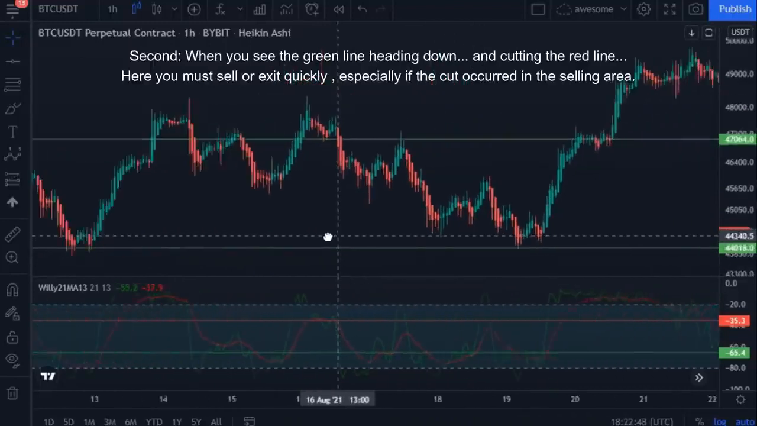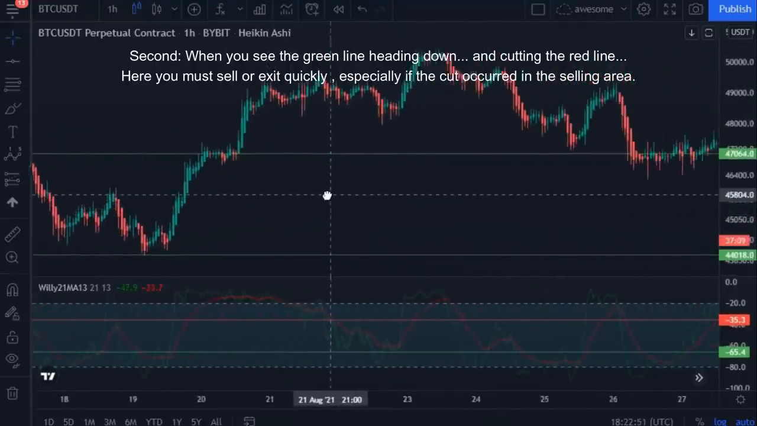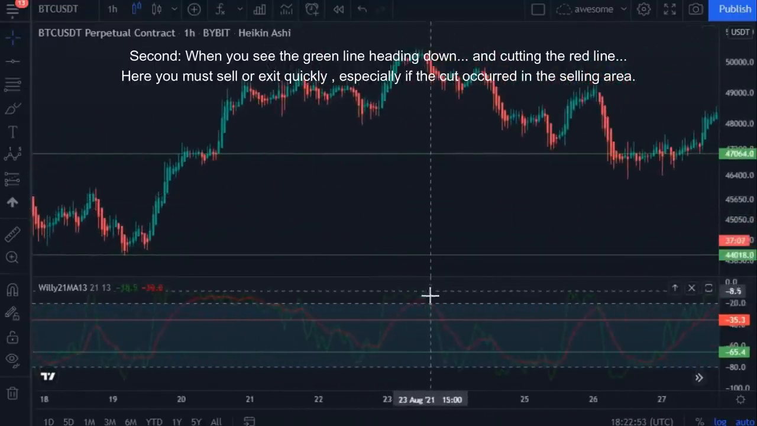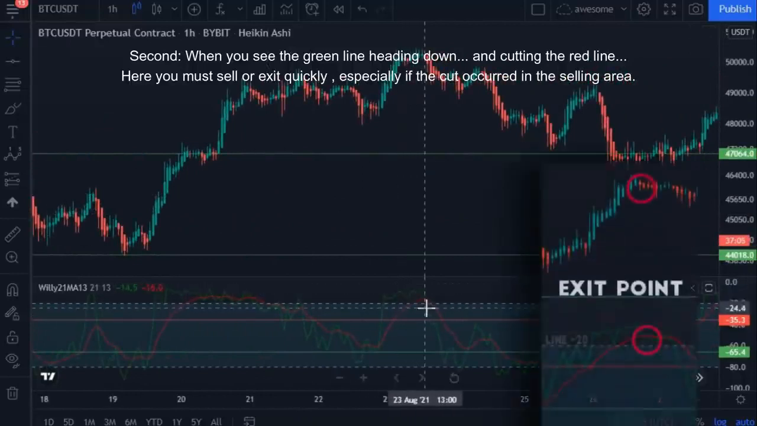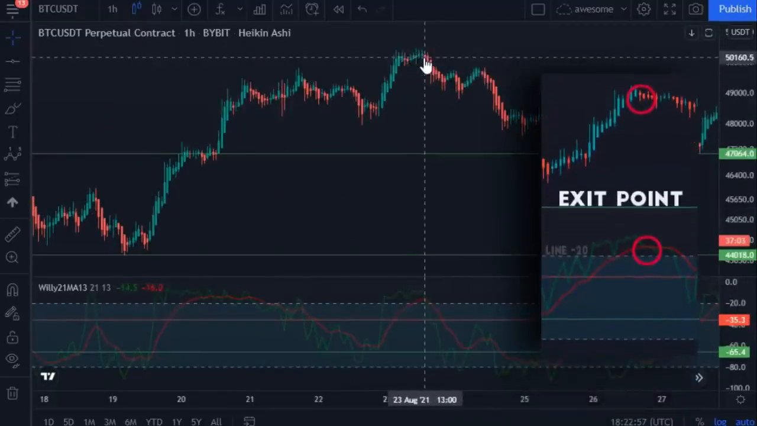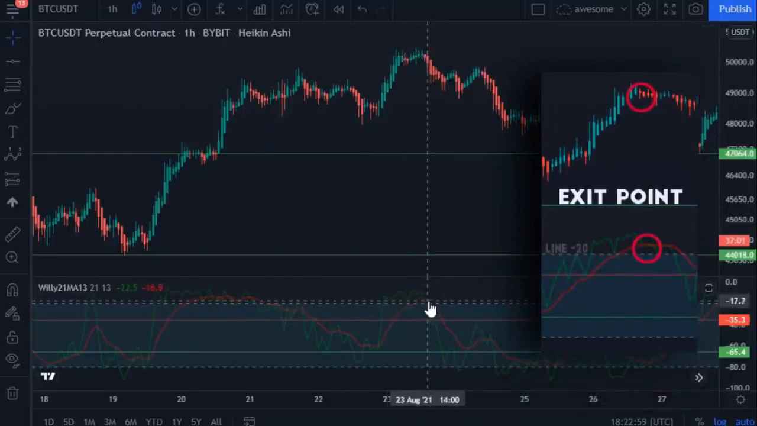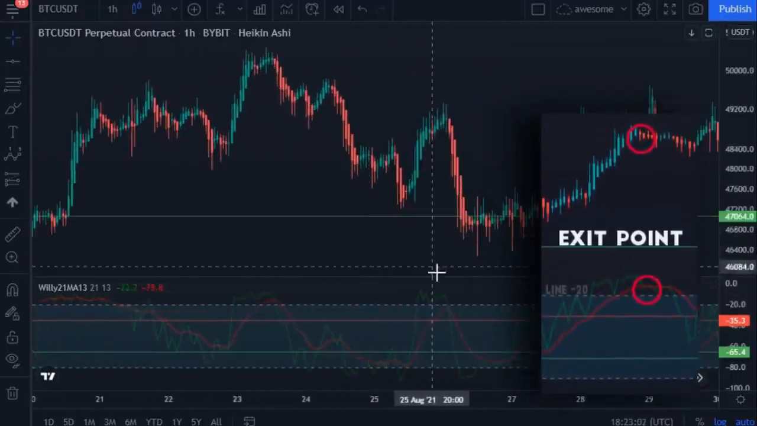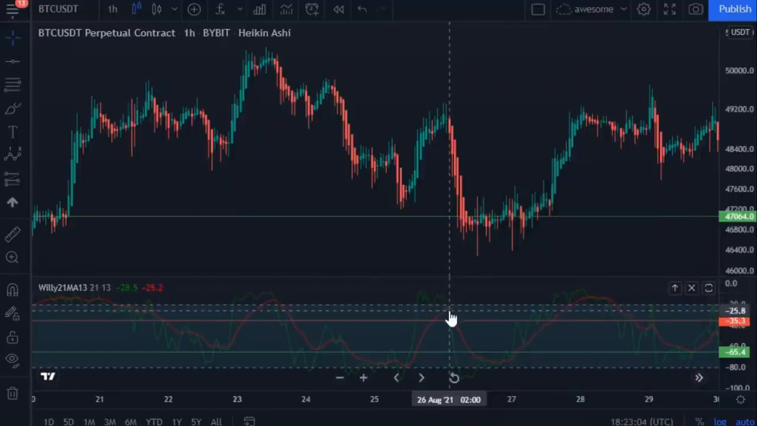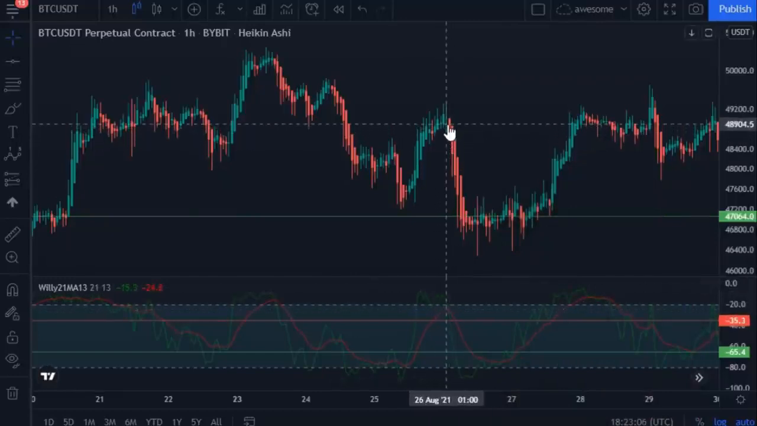Second, when you see the green line heading down and cutting the red line, here you must sell or exit quickly, especially if the cut occurred in the selling area. In this way, you can identify the dump before it happens. It is very important.